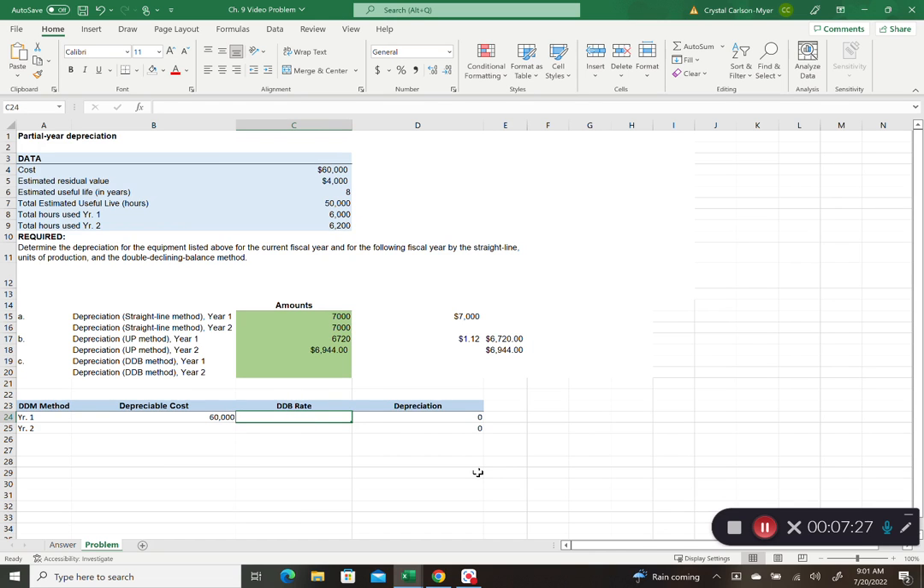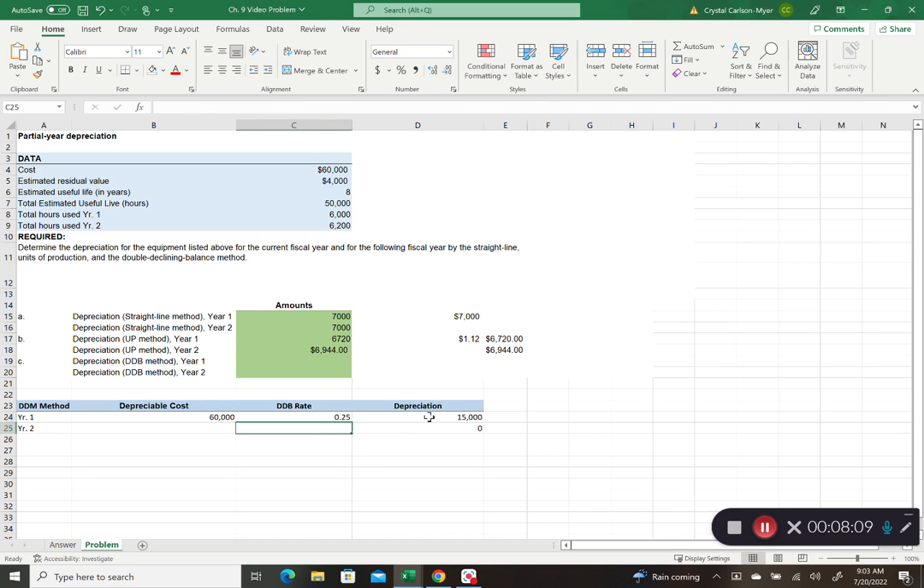The next step is to get your double declining balance rate. Your double declining balance rate is always 1 divided by the useful life. The useful life in this case is 8 years. So you take 1 divided by the useful life of 8 years and then multiply that times 2. Essentially, it's twice the straight line rate, which is why they call it double declining balance. So twice the straight line rate, just not adjusting for the residual value. So 1 divided by 8, multiplied by 2. Our double declining balance rate is 25%.